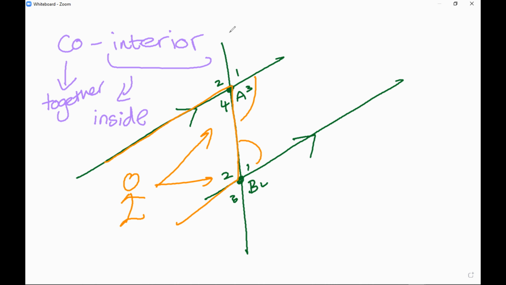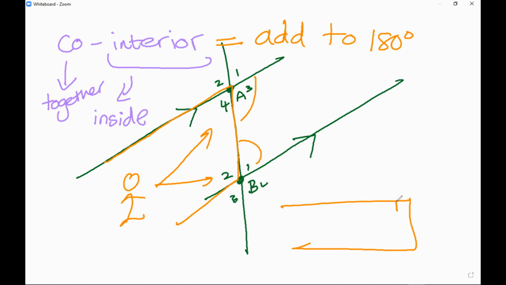Co-interior angles are equal. Is that right or wrong? No, it's wrong. Co-interior angles are not equal. They add to 180 degrees. But they can be equal if they're both 90. If they're both 90, then they are equal. But generally, one is going to be 80, the other will be 100. And if this is 100, then that'll be 80. Adds up to 180.